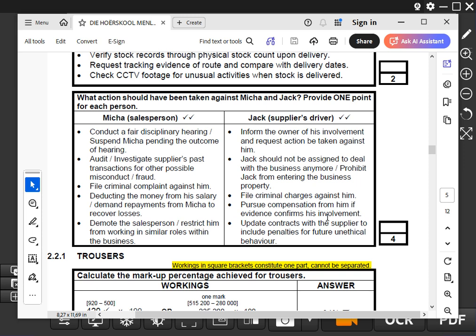He should not be assigned to deal with my business. I don't want him to deliver to me anymore. Criminal charges, pursue compensation from him, which I think is not really going to work. Update contracts with the supplier to include penalties for future unethical behavior. Can you see they talk in a language that no normal person speaks?